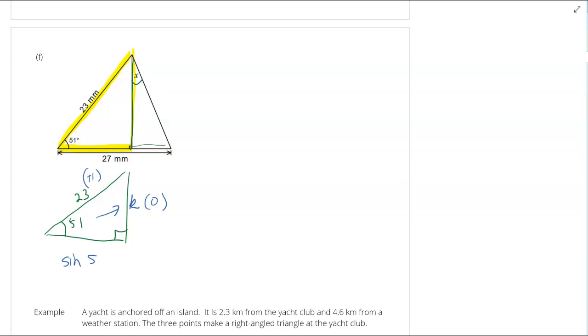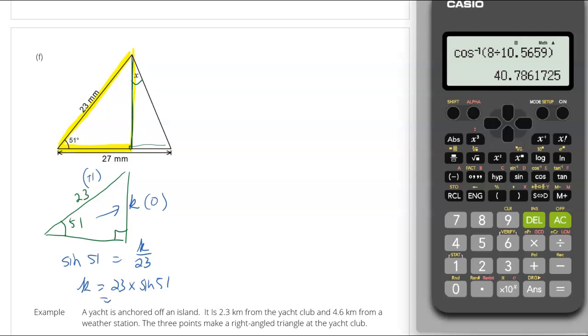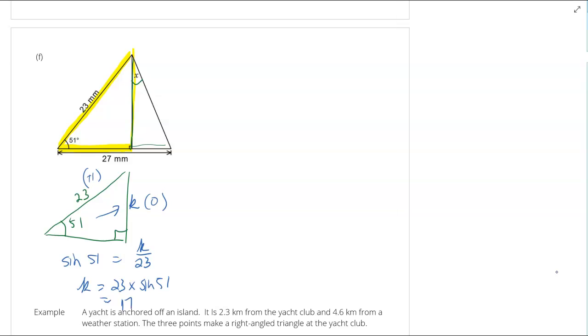So sine 51 equals k on 23. The variable we're trying to solve for is in the numerator. So k equals 23 times sine 51. And then just quickly using our calculator, 23 times sine 51 is equal to 17.87. Now I would go to a few decimal places because this is not the final answer. It just helps us be more exact. So 17.8744.